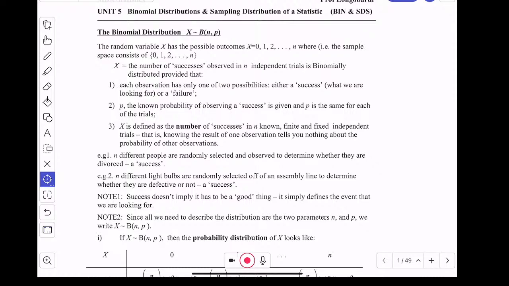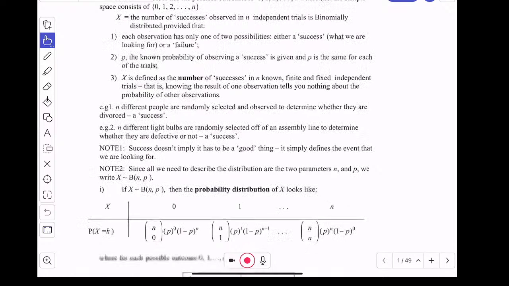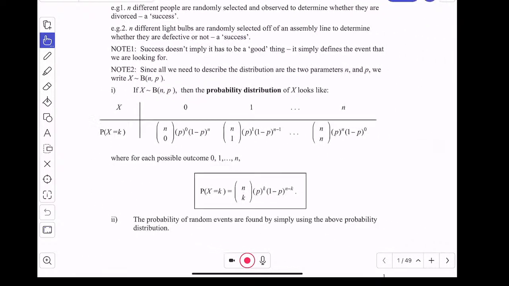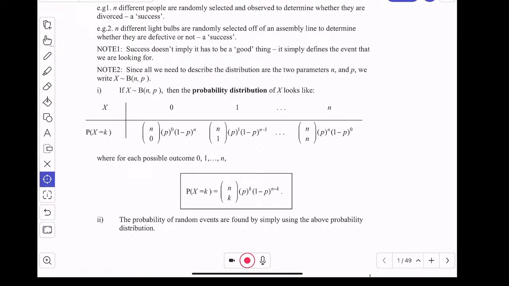Okay, so let's begin where we're headed. This is where we're headed. This is the binomial formula here in the box. This above is the probability distribution where I show all the possible outcomes for x. So x could be no successes all the way up to n successes. So there's n plus 1 possible outcomes.